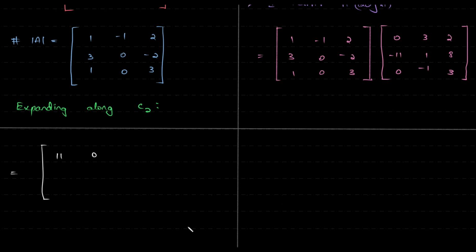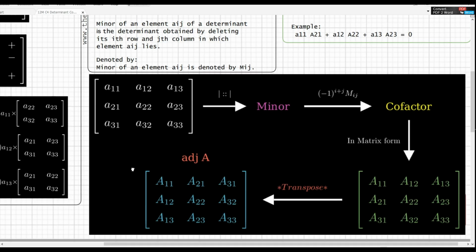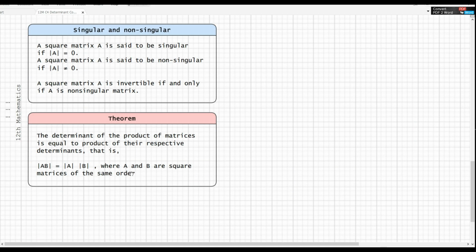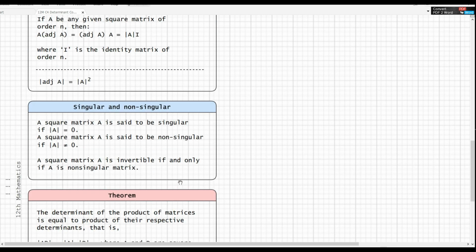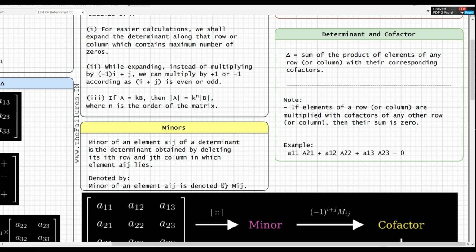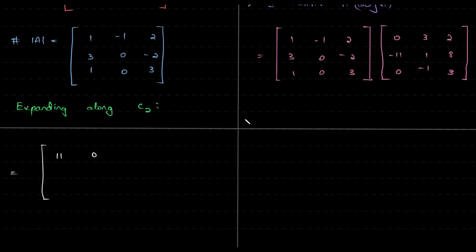Right? We know this theorem. It comes from this logic. Where is it? It's down actually. Or it's over here. Yeah. If the elements of the rows or column are multiplied with the cofactor of any other row or column, their sum is 0. Right? This aspect. So if you keep doing this, you will get 0.